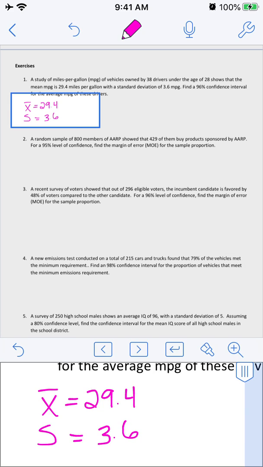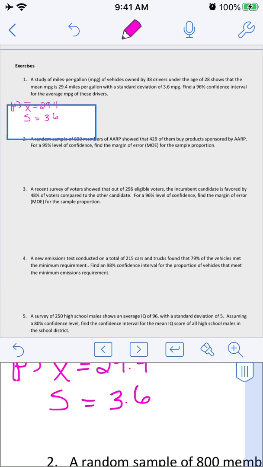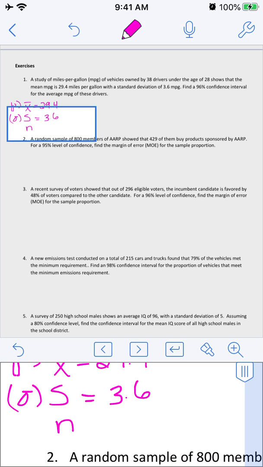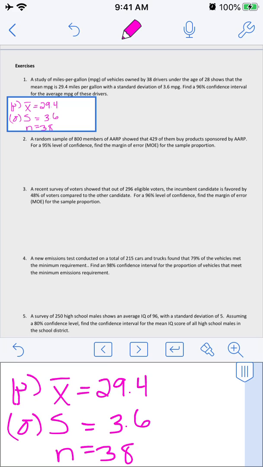If you wanted to kind of put them in parentheses as mu and sigma, you could, but we're not saying those are mu and sigma. We're saying that's what we hope they are, okay? And here's where we get into our confidence thing. Oh, sorry, we should also put down that n, sample size, was 38. That's all we've been told. Now they want us to come up with a 96% confidence interval.